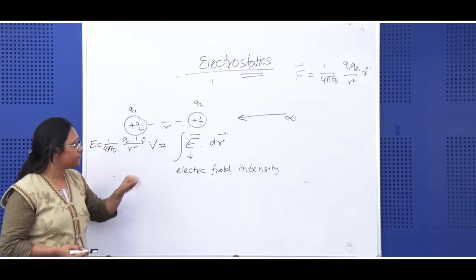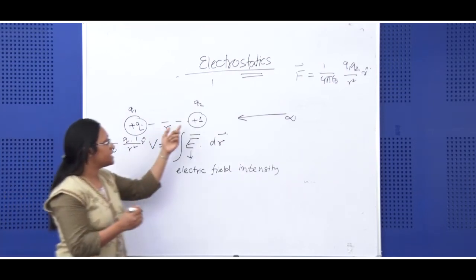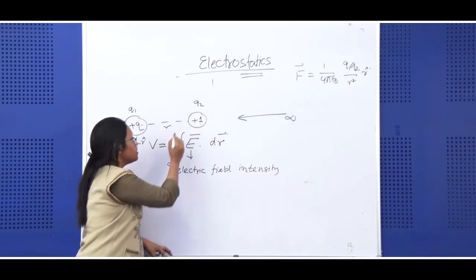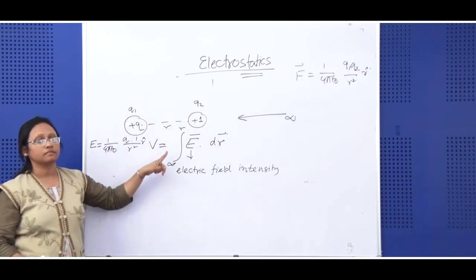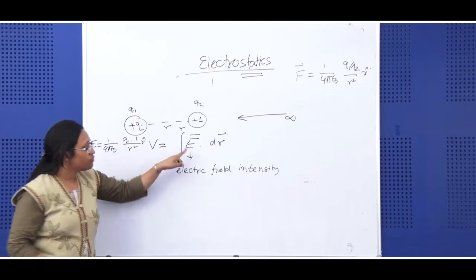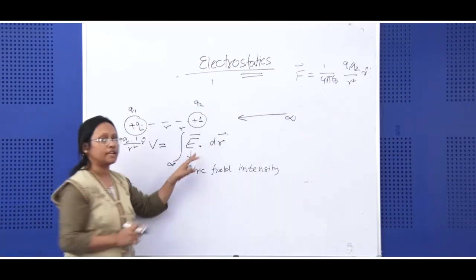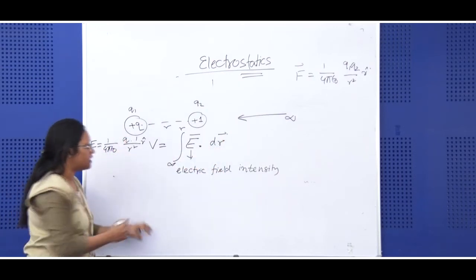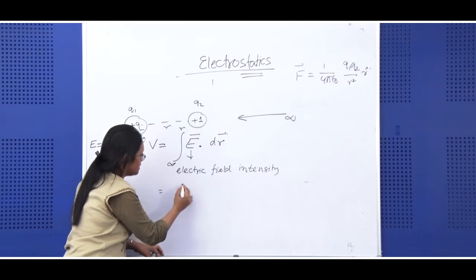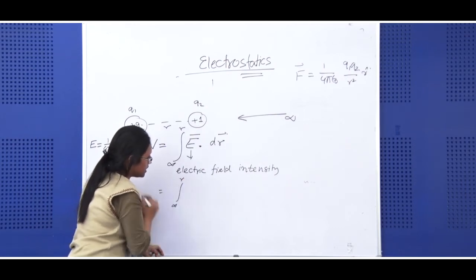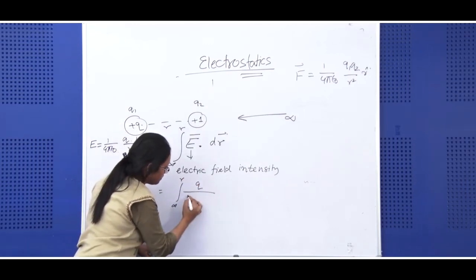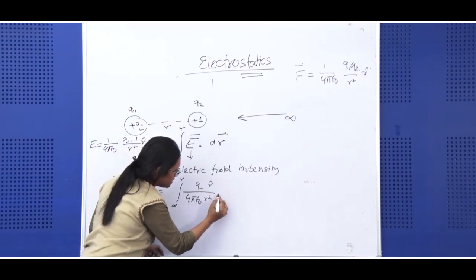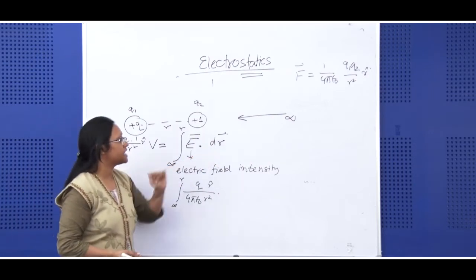Now how is potential defined? It is the work done in bringing a particle from infinity to that point. So see, now it is a dot product of two quantities. One is E, another is dr. What is E? E is Q by 4 pi epsilon naught r square. We are writing that from infinity to that point, Q by 4 pi epsilon naught r square into r unit vector dot.